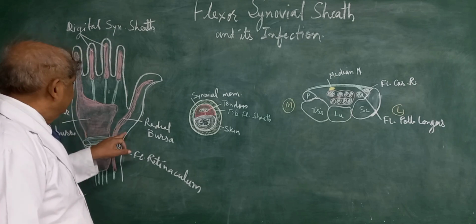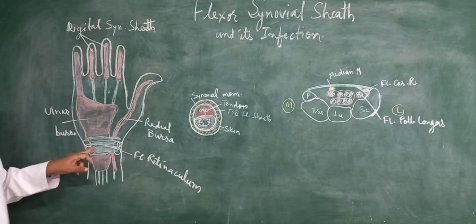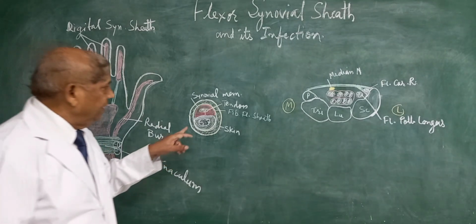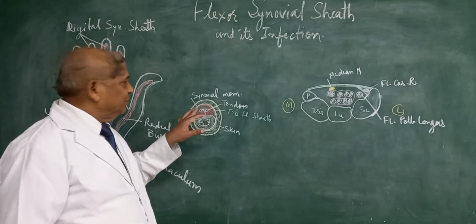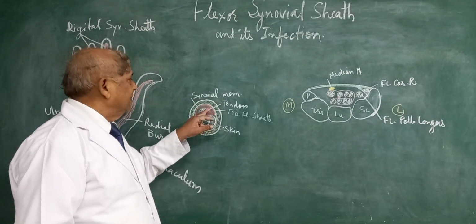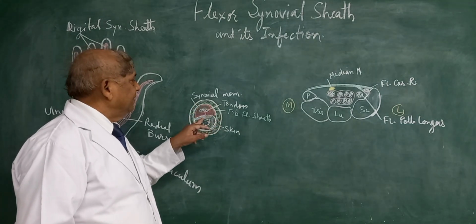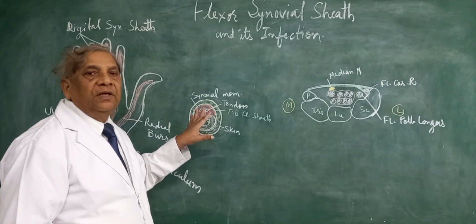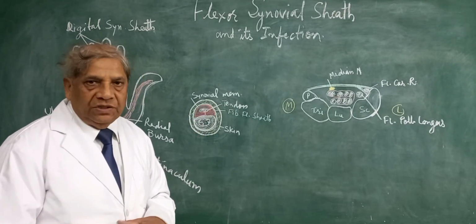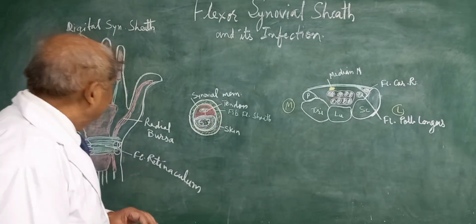Similarly, this kind of synovial sheath will be seen in the osteofibrous tunnel deep to the flexor retinaculum. So this is just an arrangement to show you that the synovial sheath surrounds the tendon, which is the visceral synovial sheath, and then it lines the peripheral osteofibrous tunnel, which is the parietal layer, and in between is the synovial cavity, where the lubricant fluid is present.